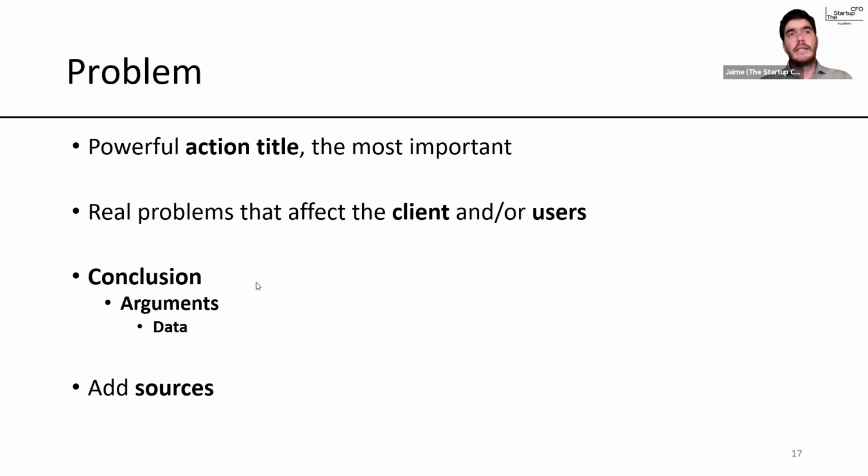Something that usually works is the conclusion as the action title, supported by 3 different arguments. We will see this now. And better if they are also supported by data. It's not the same to say hiring is a very manual process than to say, again, hiring managers waste 67% of their time in manual tasks, for example. So the more numbers and the more data, the better, and including their sources.